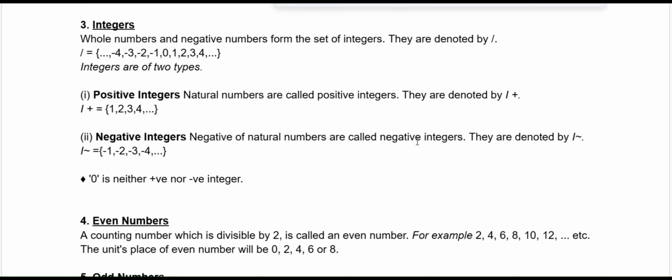Negative integers are the negatives of natural numbers. For the natural numbers 1, 2, 3, if you put minus, those are called negative integers, represented by I minus. I minus is equal to minus 1, minus 2, minus 3, like that. And what about 0? 0 does not come under positive or negative. It is neither a negative nor a positive integer.